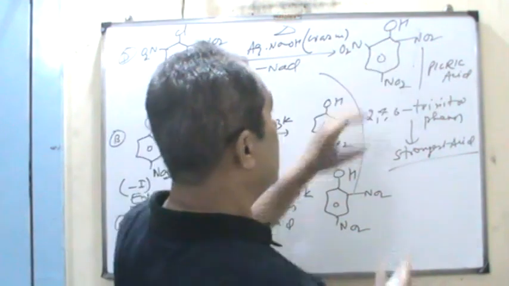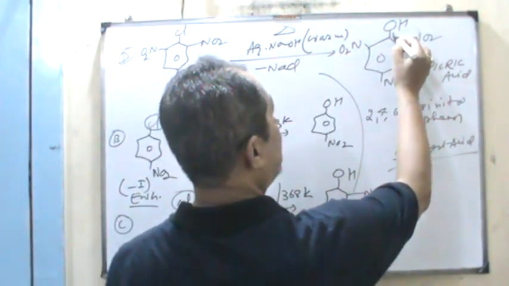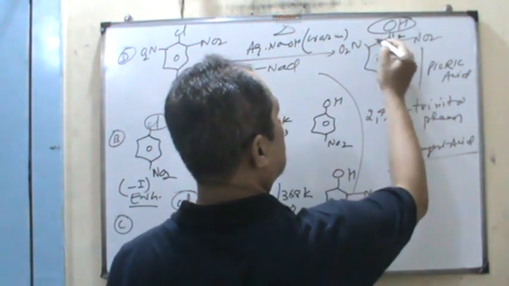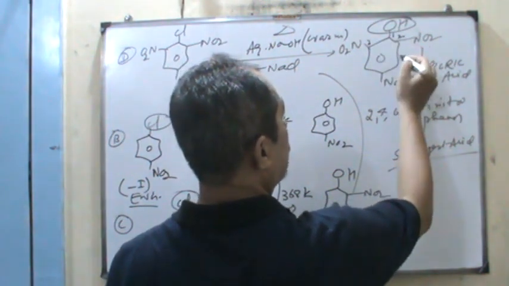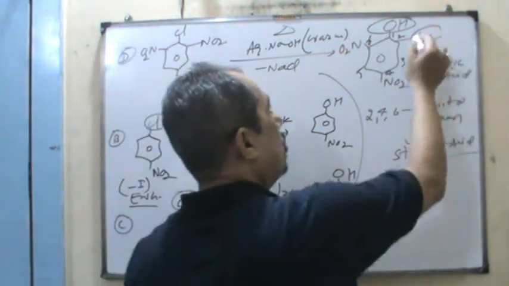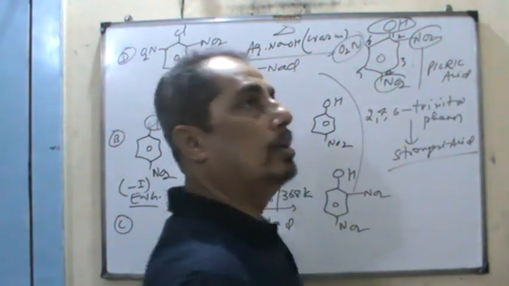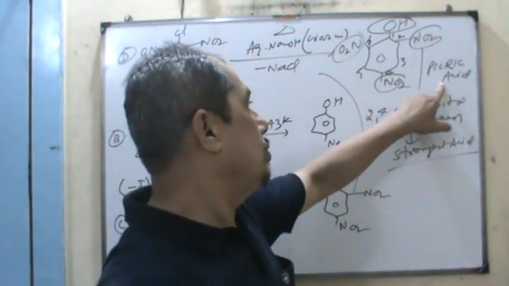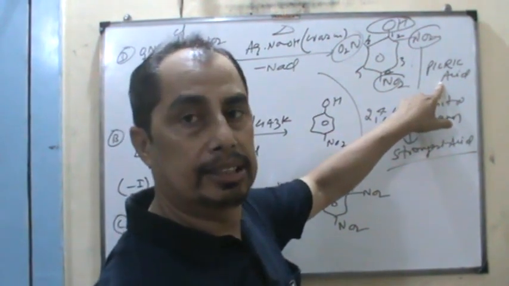So for picric acid, you take one position, which is always here because it is the functional group, and then either this or this. 1, 2, 3, 4, 5 and what is that? 6. 2 nitro, 4 nitro and 6 nitro. Therefore 2,4,6-trinitrophenol, and commonly it is known as picric acid.